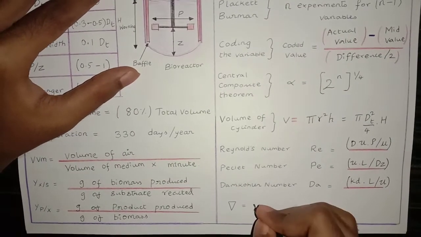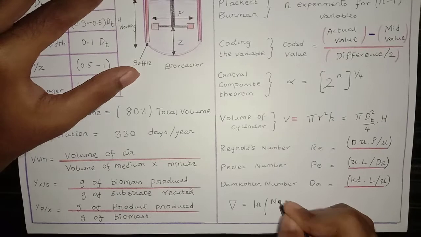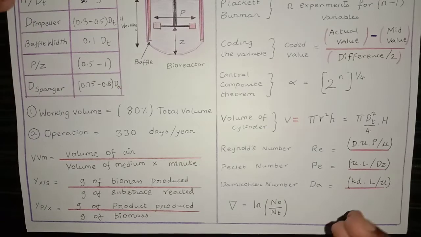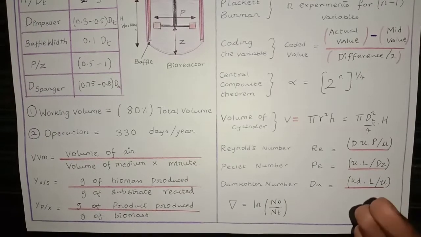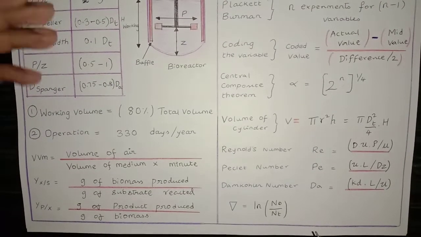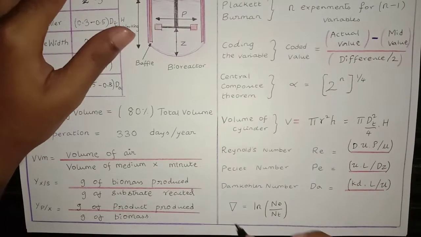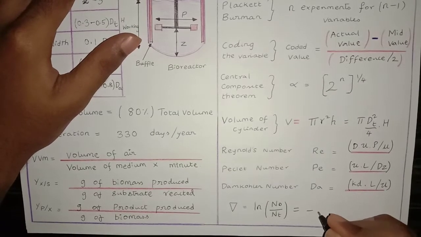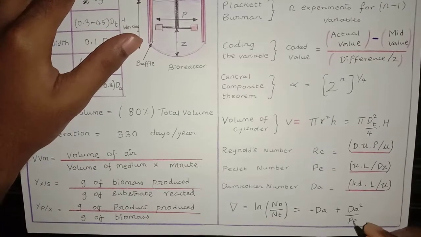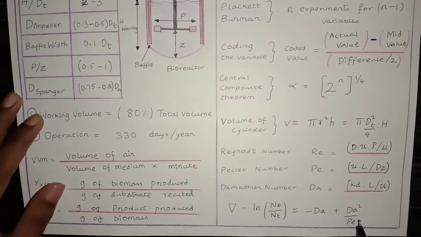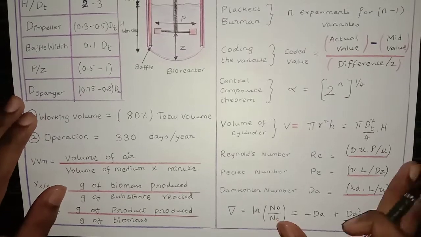The del factor is given by ln of n0 over nt, where n0 is the number of cells or spores that are to be sterilized, and nt is the number of cells or spores that remain after sterilization for a period t, denoted by the del factor, which is given by minus dA plus dA square over PE. So this is an expression which is widely used to get the value of the Damkohler number using the del criteria.